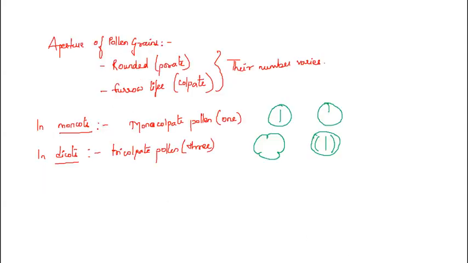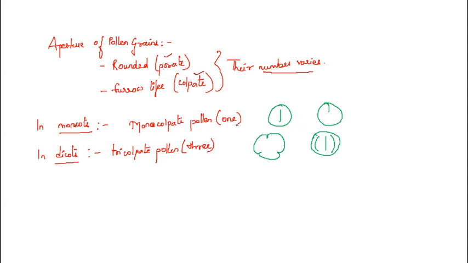Now, the aperture of a pollen grain can be rounded or furrow-like. The rounded one is said to be porate and the furrow-like is said to be colpate. The number of furrows varies in plants. In monocots, it was seen that there is monocolpate pollen. Only one furrow is there. Colpate means furrow. Monocolpate means only one furrow. It can be like this or like this.